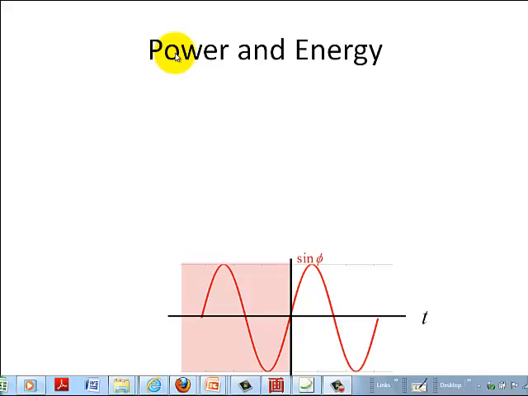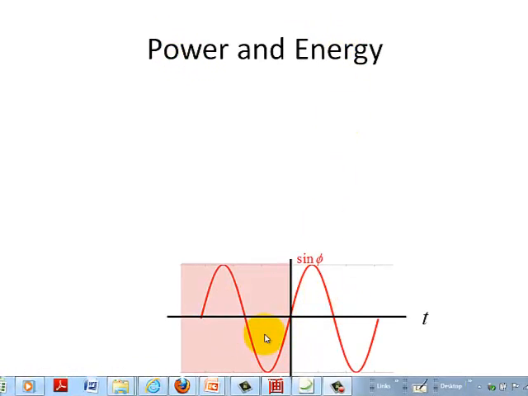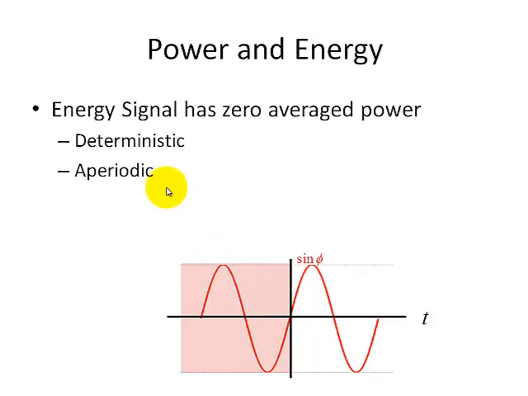Now we're going to take the concepts or definition of power and energy and apply it to a sine wave signal. Alright, so let's say here we have an energy signal. An energy signal basically has zero average power and is usually associated with signals that are deterministic and aperiodic. And aperiodic means that the signal does not repeat itself.